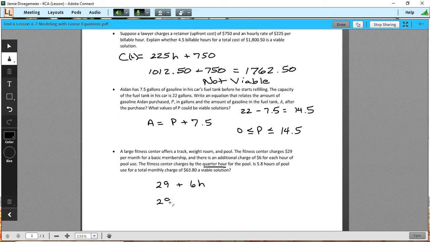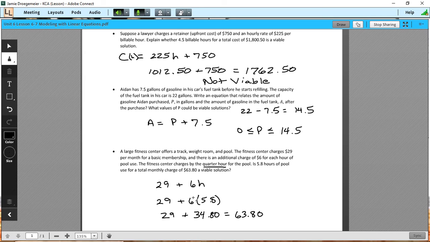And so they're saying if we do 5.8 hours, well, if I take 6 times 5.8, I would get $34.80, which I would add to the 29, and that does give me $63.80. So at first glance, this looks like it is a viable solution. However, the thing that I underlined there says that they charge by the quarter hour.